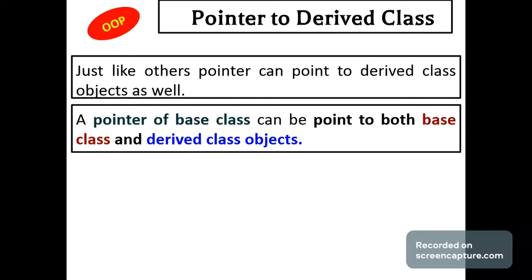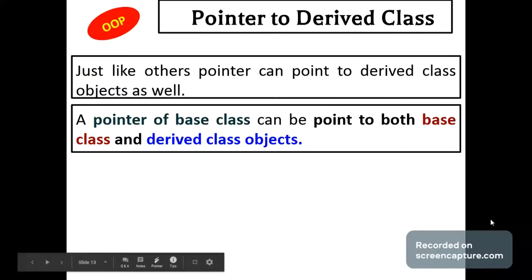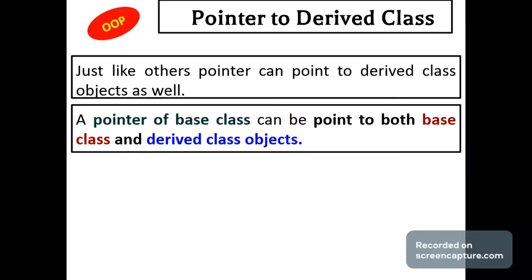Remember, the derived class can access all the members of the base class, but the base class cannot access the members of the derived class. So a pointer of the base class can access only those values which it has shared with the derived class.